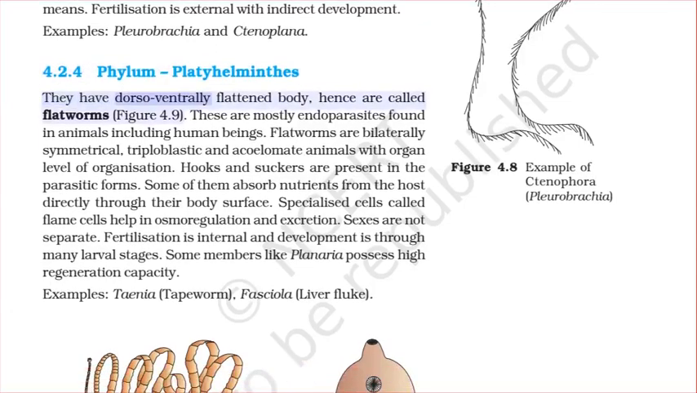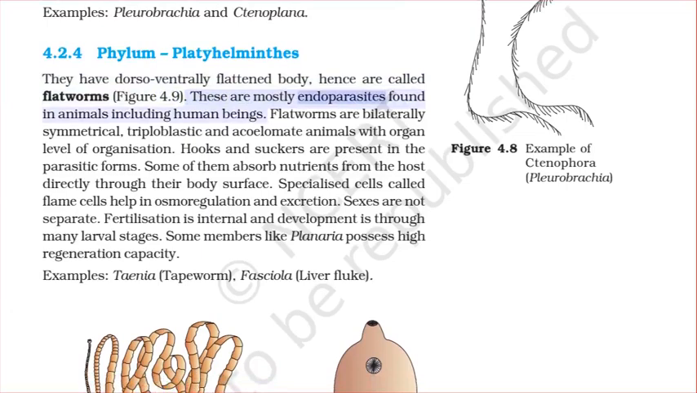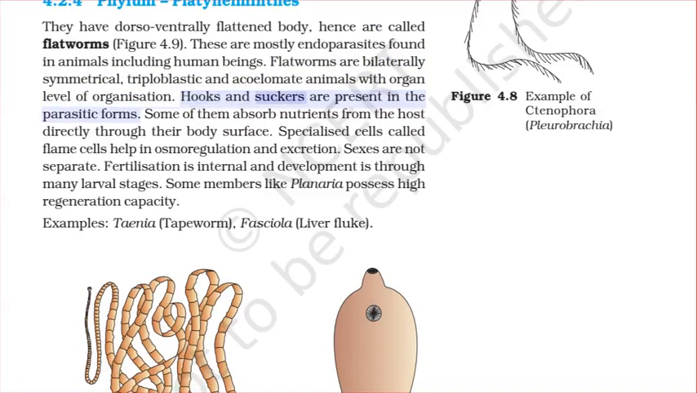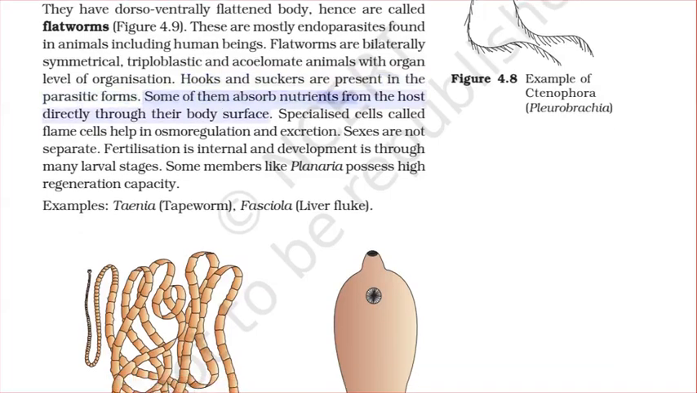4.2.4 Phylum Platyhelminthes. They have dorso-ventrally flattened body, hence are called flatworms, Figure 4.9. These are mostly endoparasites found in animals including human beings. Flatworms are bilaterally symmetrical, triploblastic, and acoelomate animals with organ level of organization. Hooks and suckers are present in the parasitic forms. Some of them absorb nutrients from the host directly through their body surface.